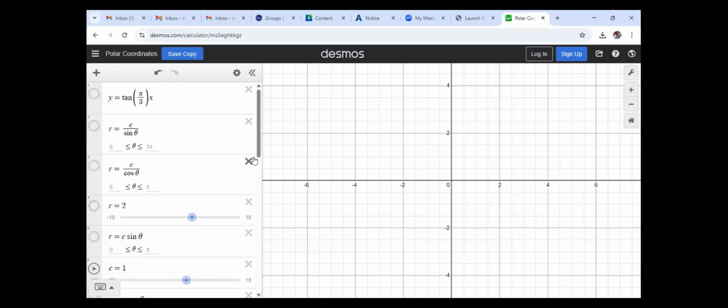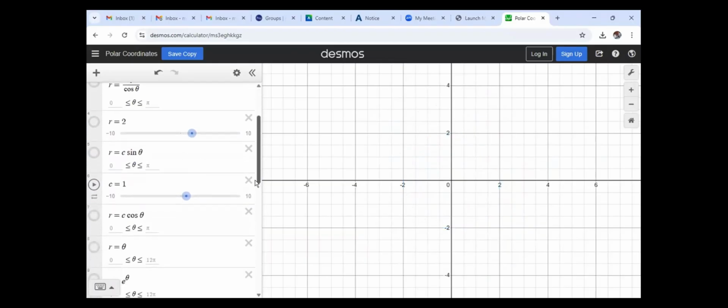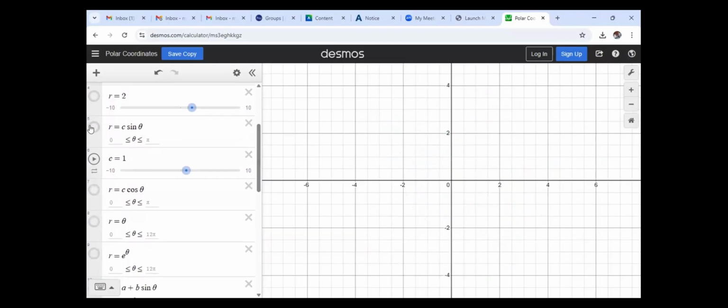Let's try some other stuff. Now we just saw one like this, but it's r times sine. And we see it's going to be a circle going up. Now, if we change our c value, that's going to change how big it is. So by multiplying by a bigger number out front, we change the size of our circle. But our sine is related to the y value, so it's going up or down. If we go negative, it also goes down.